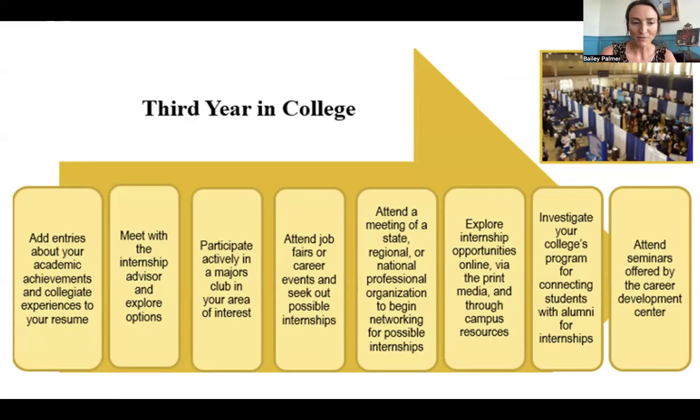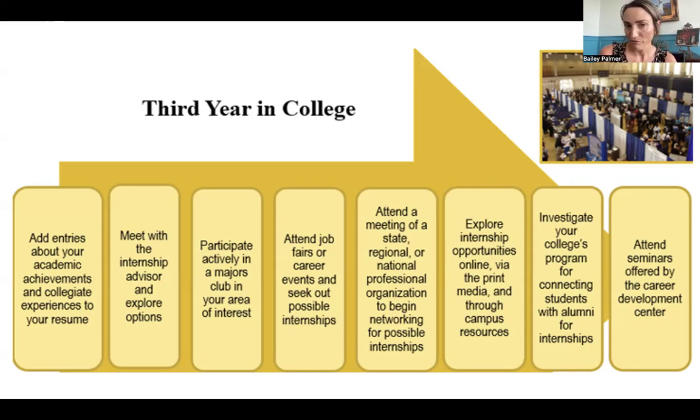Also meet with your internship advisor. That's me. I'm in charge of internships in the kinesiology department. And so you can discuss with me anything you want about how to apply for internships. Next is participate actively in your clubs that you've joined previously, attend career fairs, job fairs, and then you can start joining state, regional, or national organizations and begin networking for possible internships and careers.